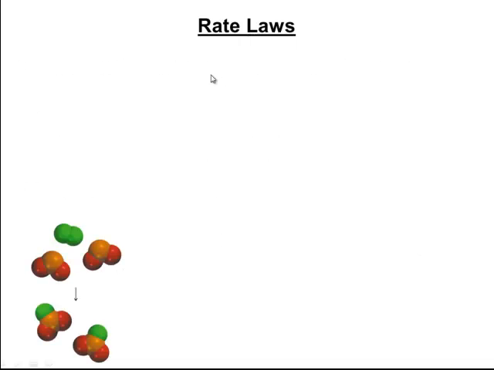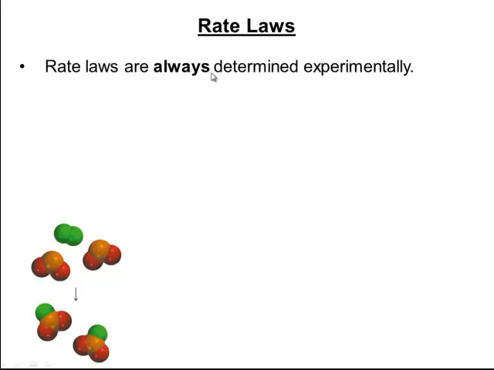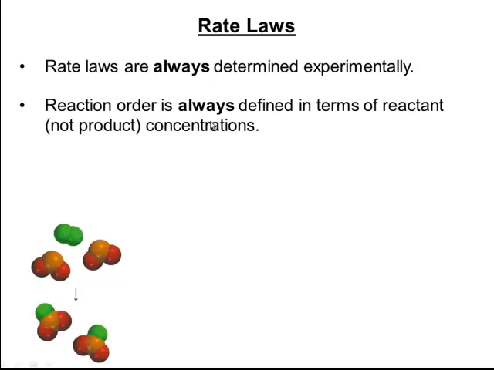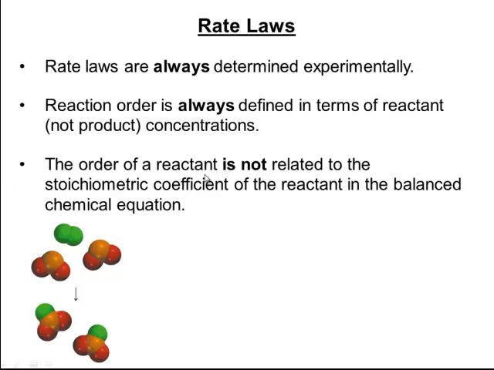As I told you all, the order of a reaction is determined experimentally. So therefore, the rate law expression also has to be determined experimentally. And as I said earlier, the rate law expression relates only the concentration of the reactants with the rate of the reaction and not the concentration of the products. Also, I told you all earlier that the order of a reaction need not be related to the stoichiometric coefficient of the reaction in the balanced chemical equation.